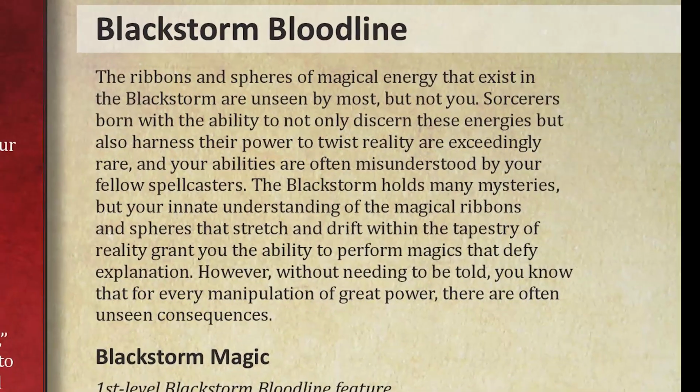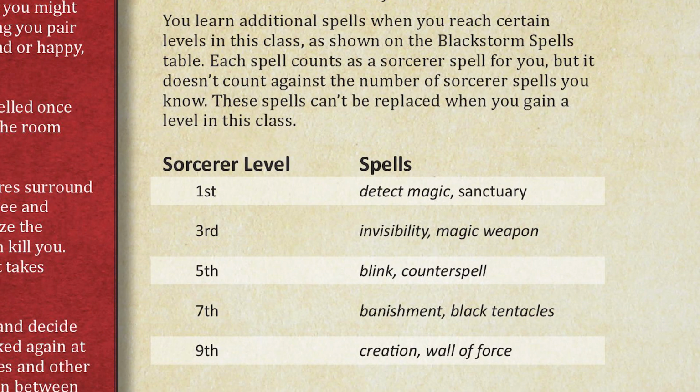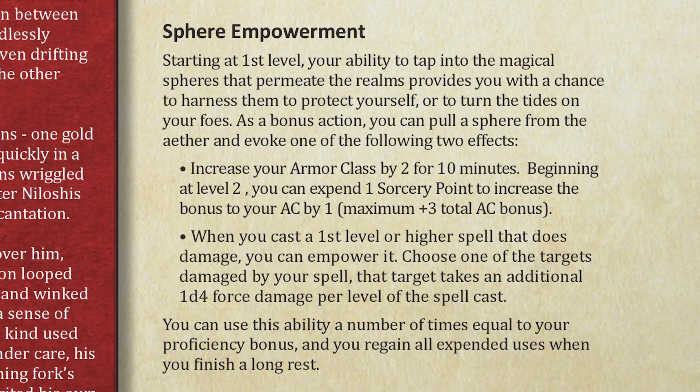The first thing I notice is the very first line. The ribbons and spheres of magical energy that exist in the Blackstorm are unseen by most, but not you. This is insanely helpful because it quickly addresses those questions I had. Magic manifests in ribbons and spheres of magical energy, and someone who can see them also may have the ability to manipulate them. The next thing I see are some spells that the sorcerer gets. Also awesome, because now I can see what schools of magic and types of spells the spellcasters get from this place. Now we get to the initial features.